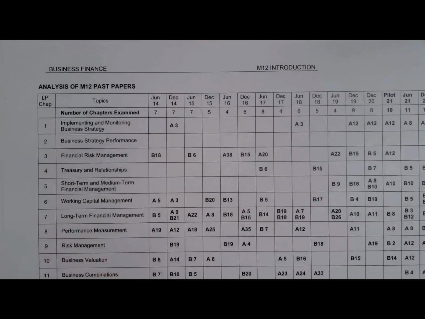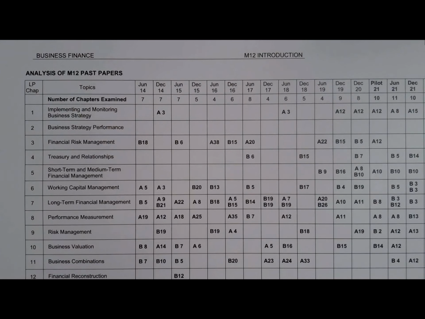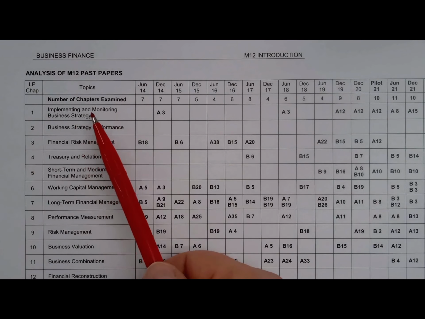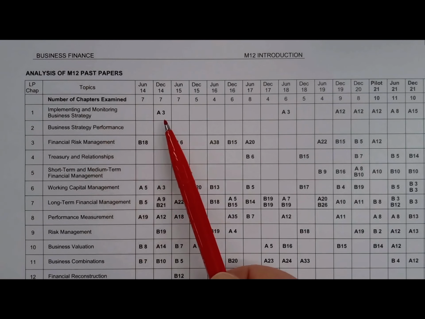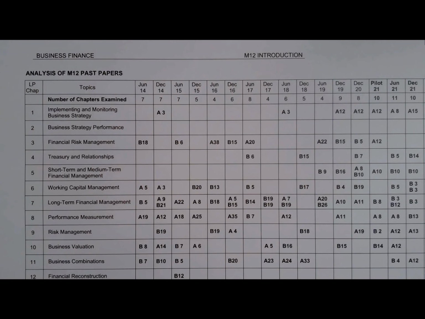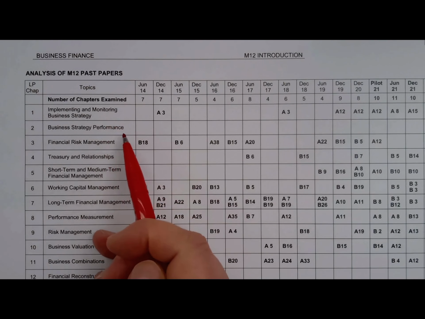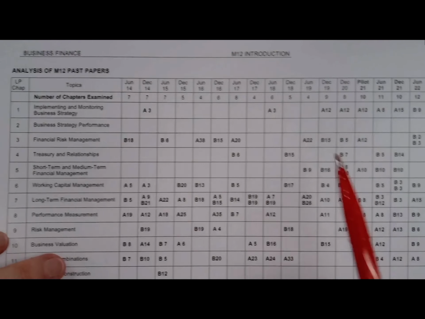Let's finish off this introduction finally by doing a little bit of analysis of our past Module 12 papers. First of all, you can see this set 1 set of notes is covering chapter 1 and chapter 2. If you look here, this is where it was tested, section A of the exam, and 3 corresponds to the marks. A few years ago, strategy, chapter 1, chapter 2, was very rare.